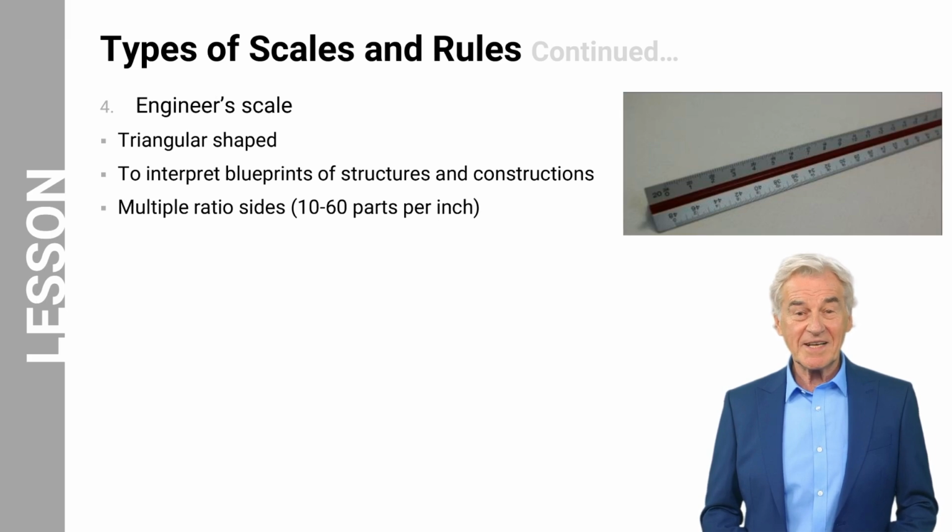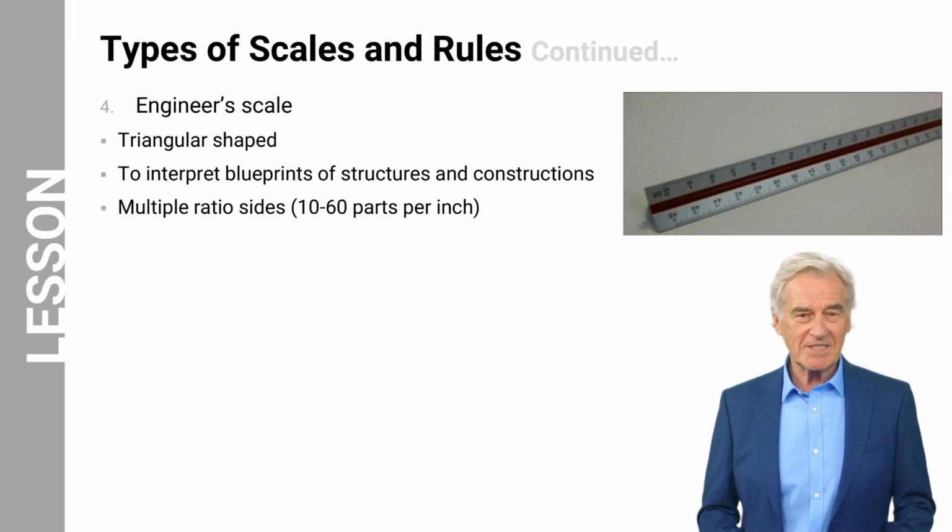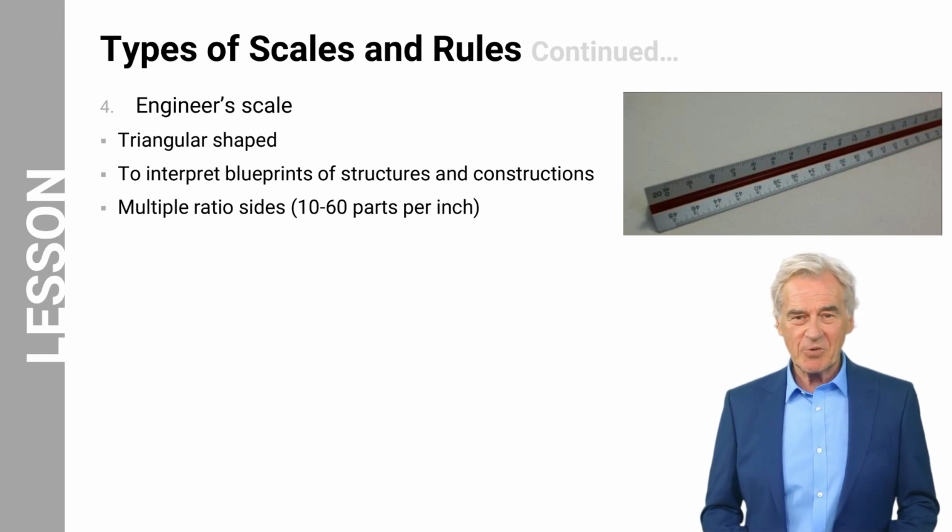The engineer's scale is a specialized triangular ruler primarily used for technical drawings and civil engineering plans, featuring multiple sides with different measurement ratios, typically 10, 20, 30, 40, 50, and 60 parts to the inch. For example, in the 30 parts to the inch scale, 1 inch is divided into 30 parts, and each division represents 1/30th of an inch.